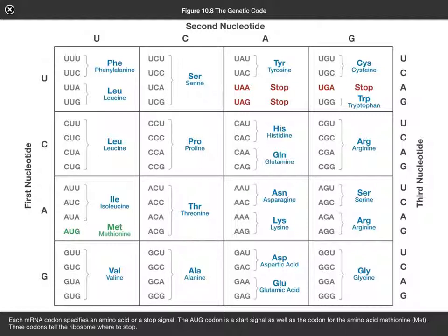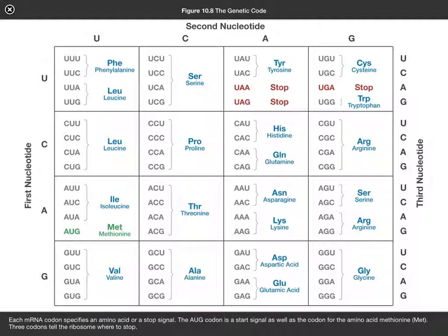Let's take a look at the second one, CGU. Find that here. CGU. C. Oh, R. R. So this is arginine.